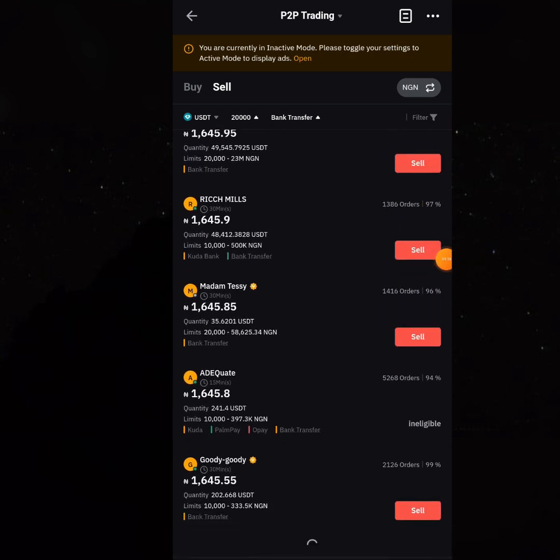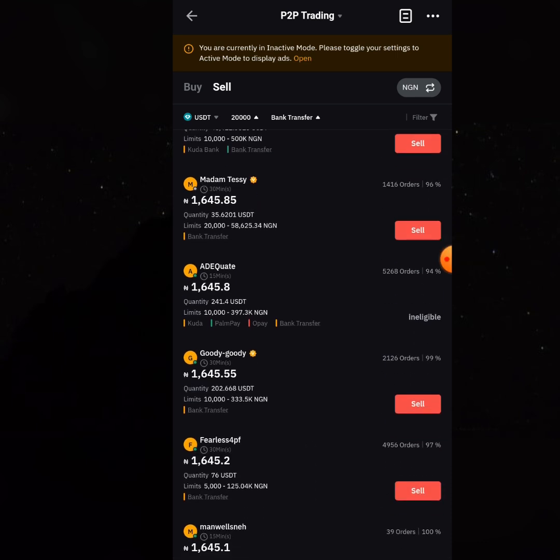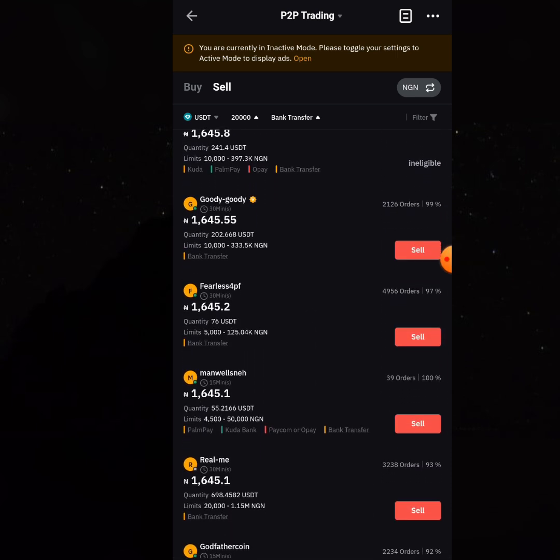And don't forget that the same method you have used to trade the USDT, you can also use to trade your Bitcoin. There are more cryptos to trade like USDT, BTC, Ethereum, and many of them.